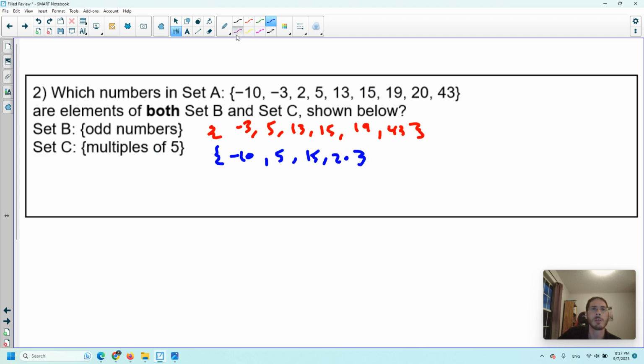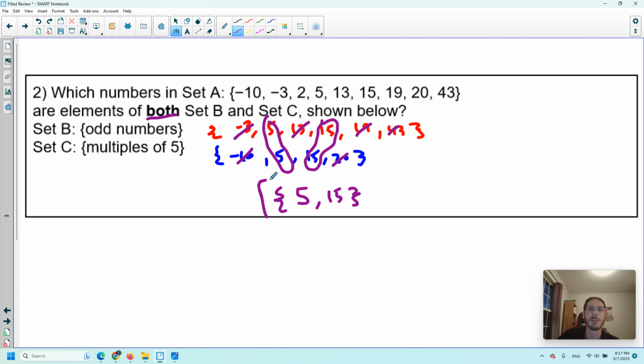And what we want to do is find things that are in both. So I'm going to look and see -10 is not, -3 is not, 5 is, I see a couple 5s. So 5 is going to be one of my answers. 13 is not, 15 is in both. 20, 19, and 43 are not. So it's just going to be these two.